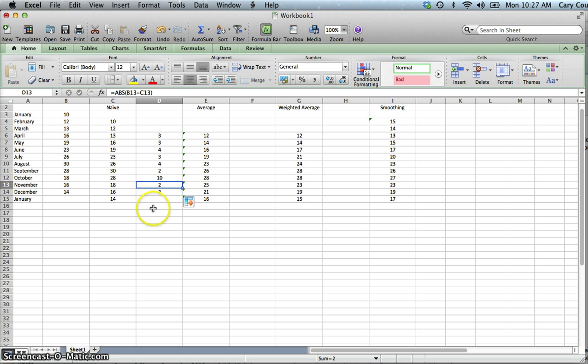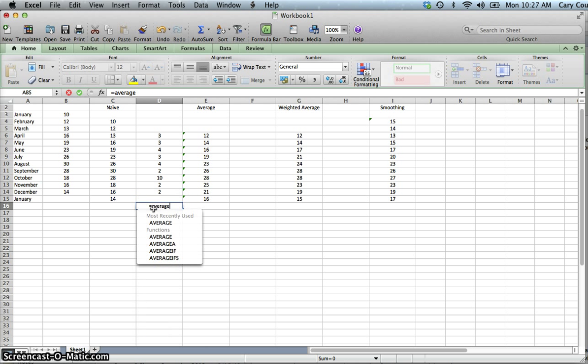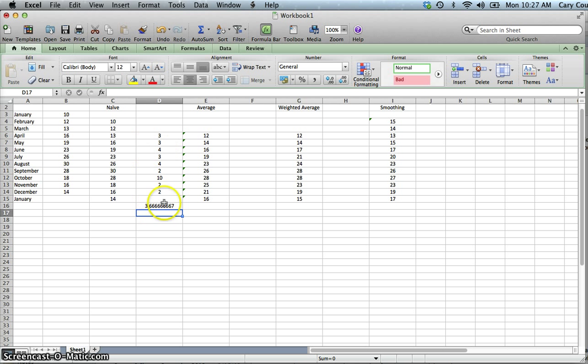Now all we have to do is go down here and type equals average, because we want to know the average error. We vary from 2 all the way up to 10. We were really off in October. But we average these numbers together, and so we can say that the average error for the naive approach is about 3.6 sheds off.